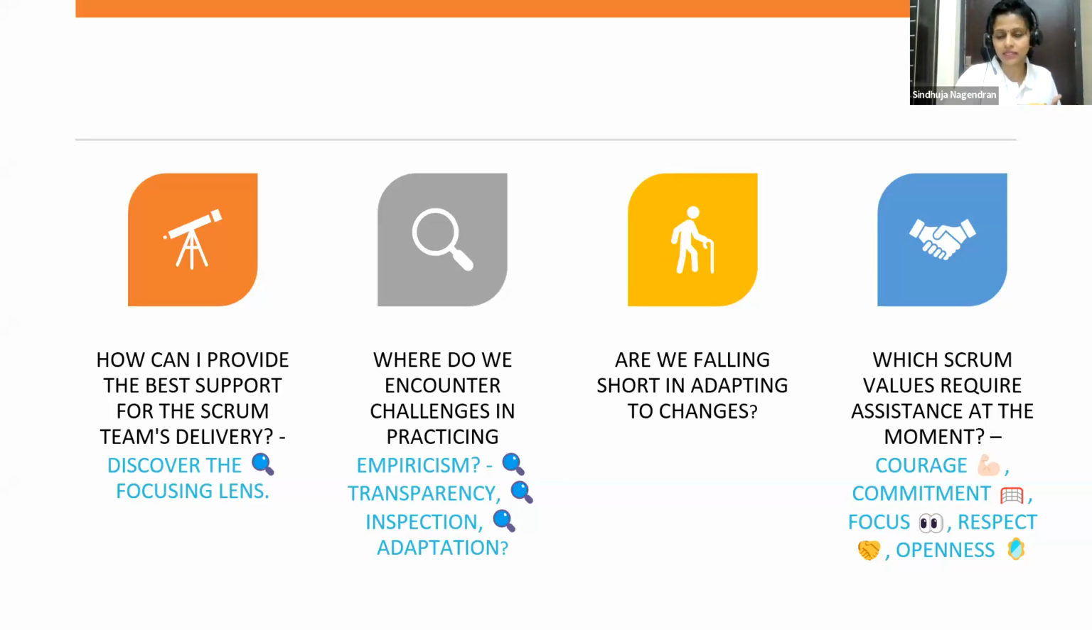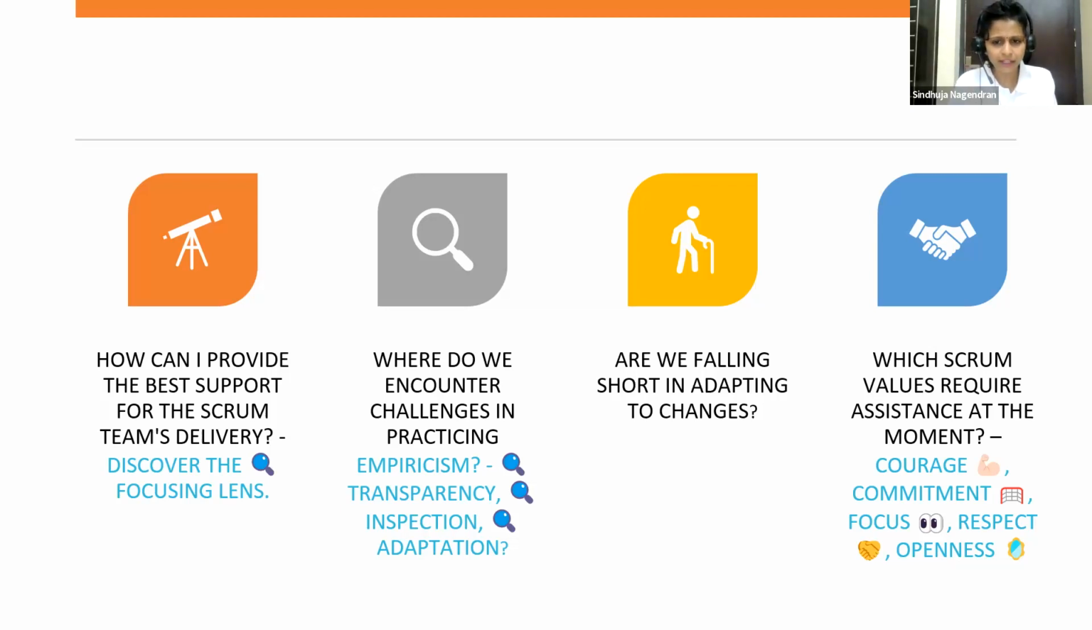Discover the focusing lens in your sprint, in your everyday. Where do we encounter challenges in practicing, whether empiricism, transparency, inspection, adaptation, these things are being followed? Please ensure where we are facing challenges, where the team are following the empiricism, exploration and experimentation, whether they are doing it, and transparency, are they transparent enough, or are they inspecting, and after inspecting, are they adapting. This way, please think and put your thoughts over it.